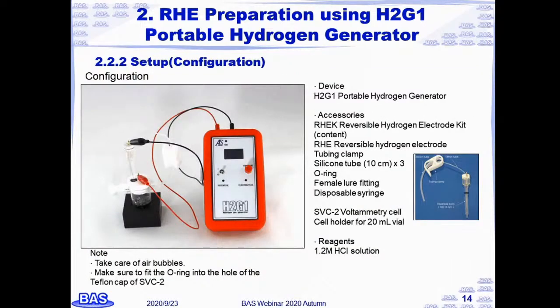First, we have to set up the RHE by electrolysis. Here are the important points. Take care of air bubbles. Make sure to fit the O-ring into the hole of the Teflon cap of SBC2.